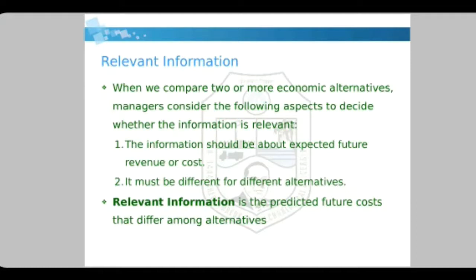So, there are two aspects. First, the information should be about expected future revenue or cost, and it must be different for different alternatives. Now, relevant information is the predicted future cost that differs among alternatives. So, in short, the relevant information is the information about the cost which helps managers to take future decisions about the product.